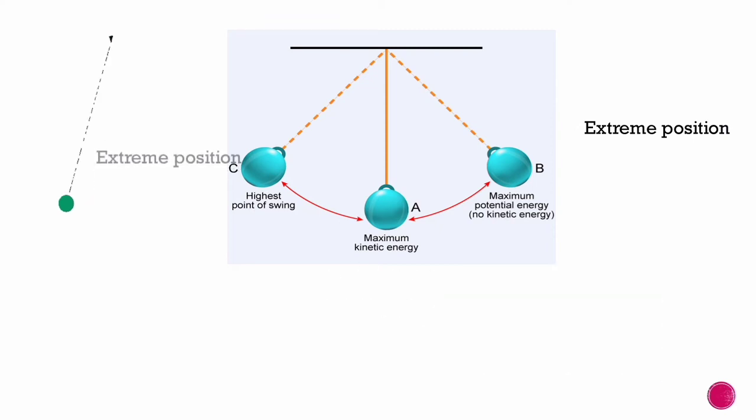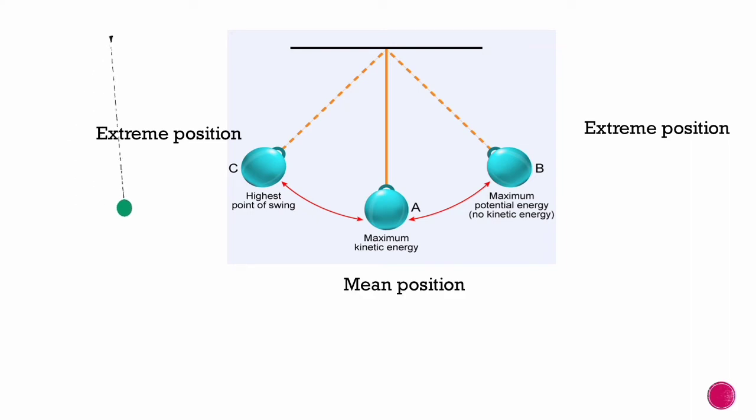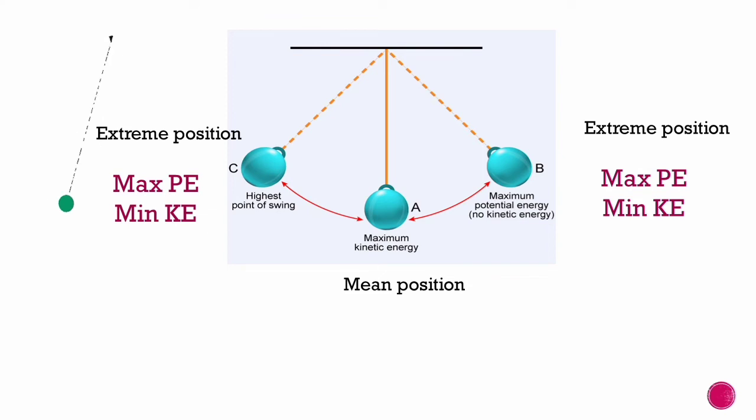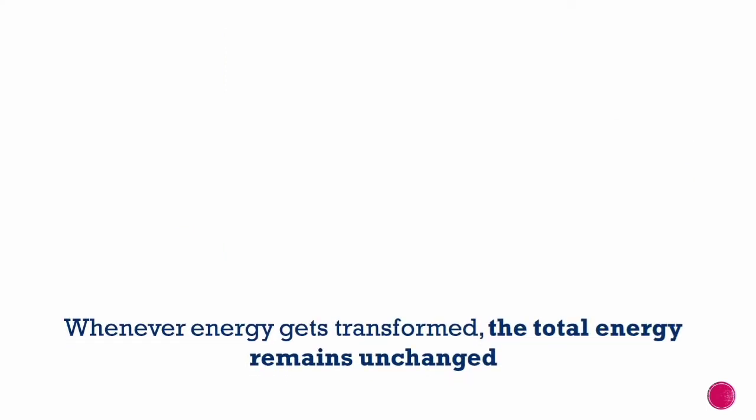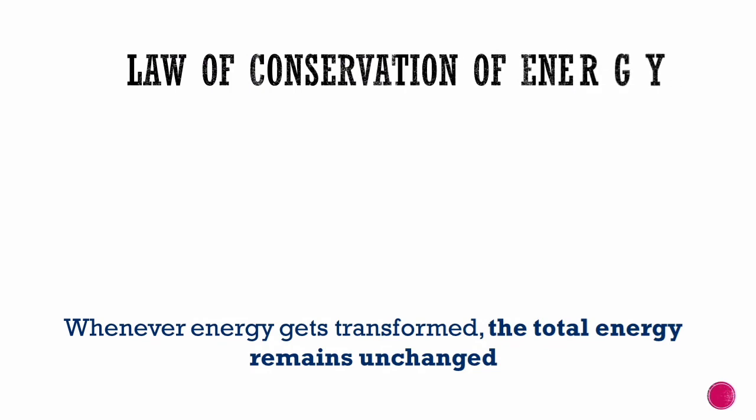As the bob moves from the mean position to the extreme position, what happens? Its potential energy increases and kinetic energy decreases. So at the extreme positions, the bob has maximum potential energy, and at the mean position, the bob has maximum kinetic energy. So from the two examples that we have seen, we understood that whenever energy gets transformed, the total energy remains unchanged. This is what is given by the law of conservation of energy.